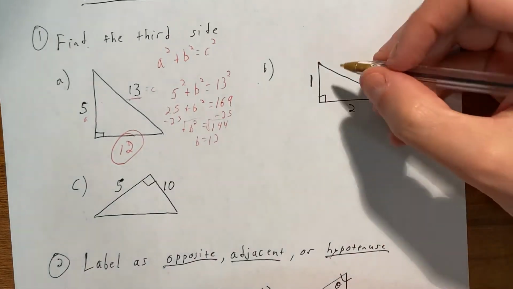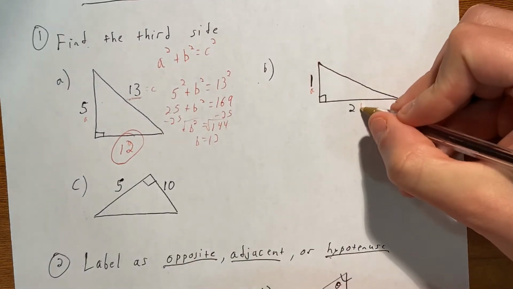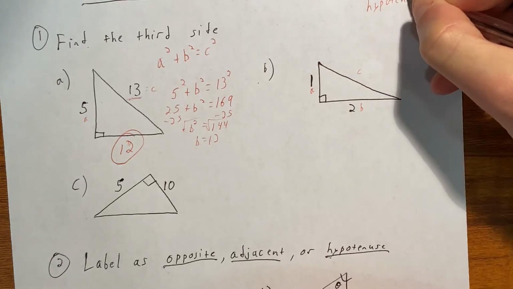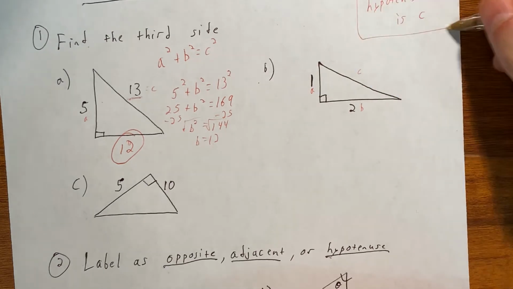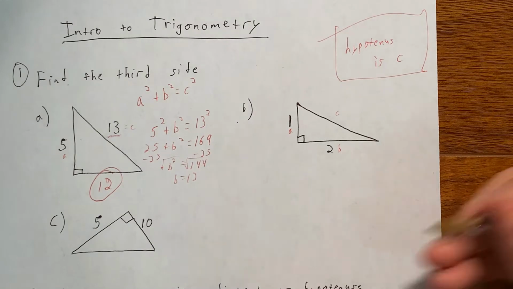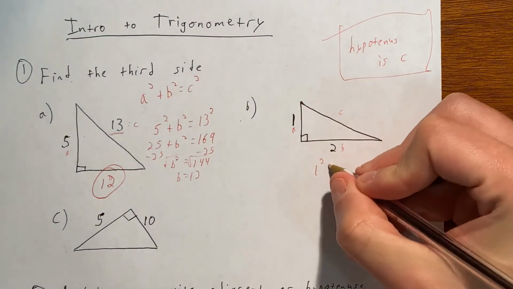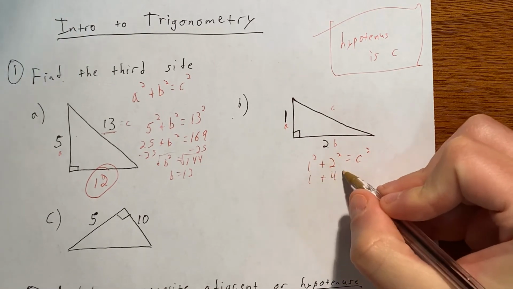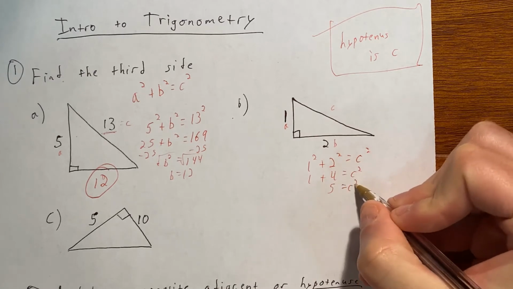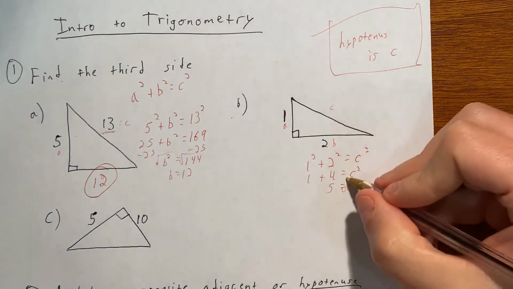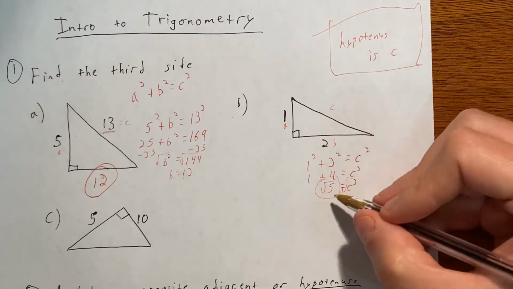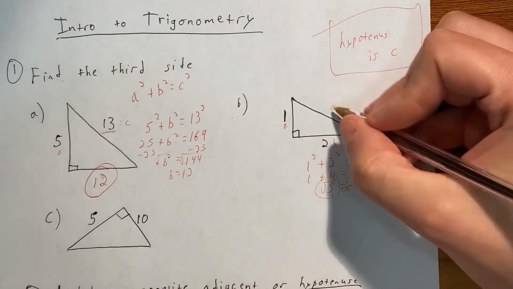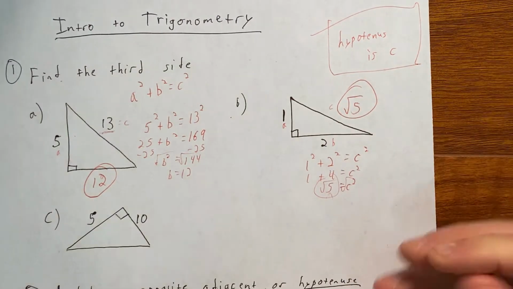Over here, we're going to do the same thing. This side will be a, this side will be b, and the hypotenuse is always c. Always remember the hypotenuse is c. I'll write a little tiny note for myself because I like taking notes. Hypotenuse is always c. So I would do 1 squared plus 2 squared equals c squared, which is 1 plus 4 equals c squared, which is 5 equals c squared. This time when you square root both sides, you just get the square root of 5. There is no whole number square root of 5. You can't do a number tree and simplify it. So the answer is just going to be the square root of 5.